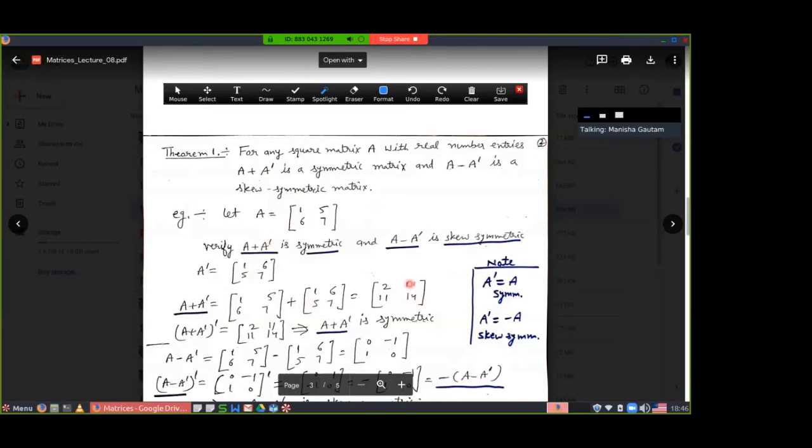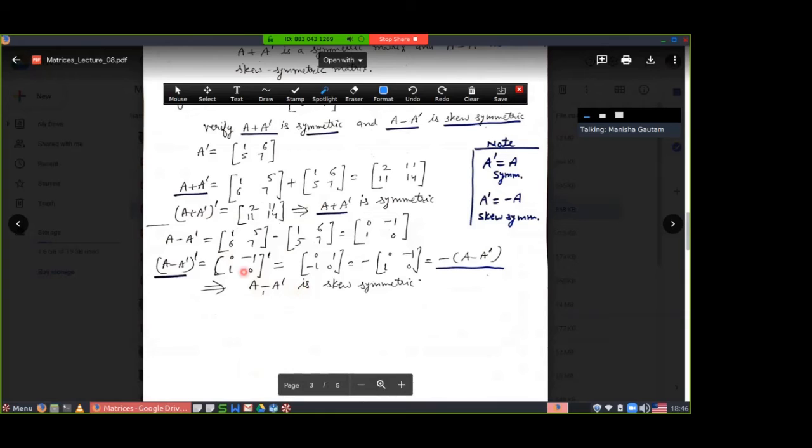Now you want to check whether it is symmetric or not. We have read the definition: A transpose is equal to A. If the transpose of this matrix comes out to be the same matrix, then it is a symmetric matrix. So you have to check whether it is symmetric. You have to transpose it. It means A plus A transpose is this matrix, then you have to take the transpose of this matrix. When you transpose it, what will you get? [2, 11; 11, 14]. The same matrix you will get. It means A plus A transpose is a symmetric matrix.